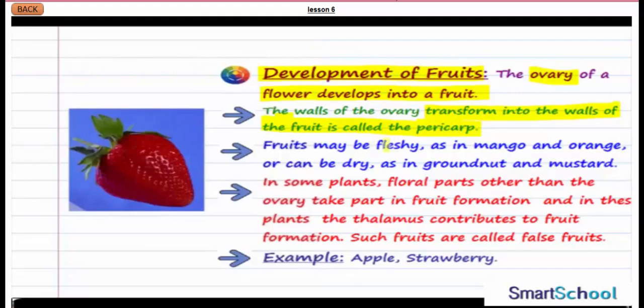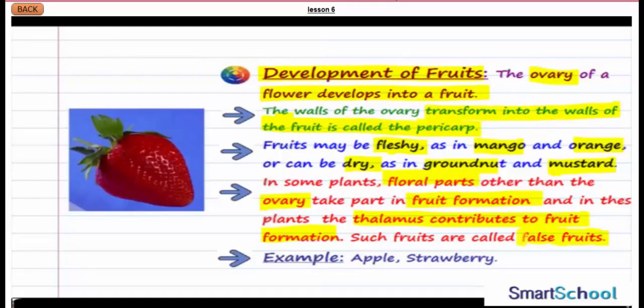Fruits may be fleshy as in mango and orange, or can be dry as in groundnut and mustard. The fruits are of two types, fleshy and dry. In some plants, floral parts other than the ovary take part in fruit formation, and in these plants the thalamus contributes to fruit formation. Such fruits are called false fruits.